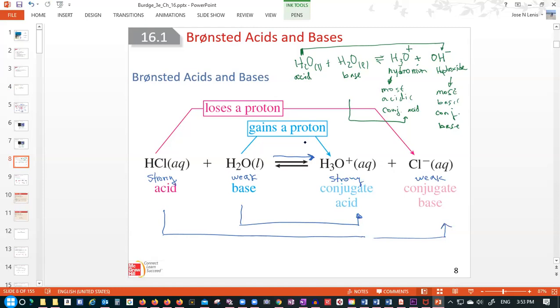So this is basically a one direction reaction, with a very, very small equilibrium constant, because the reaction shifts mostly and completely to the right, to completion, due to the nature of the strong acid, hydrochloric acid.